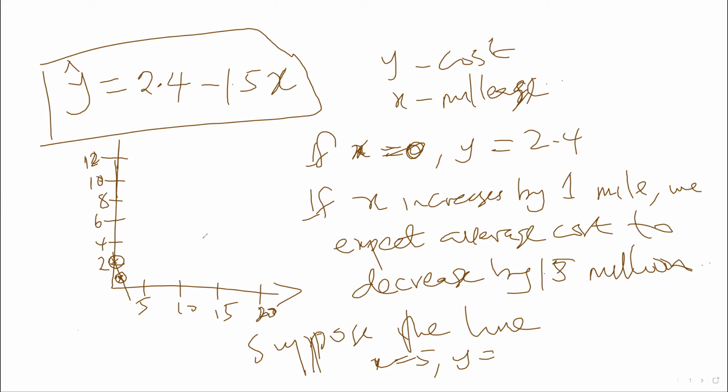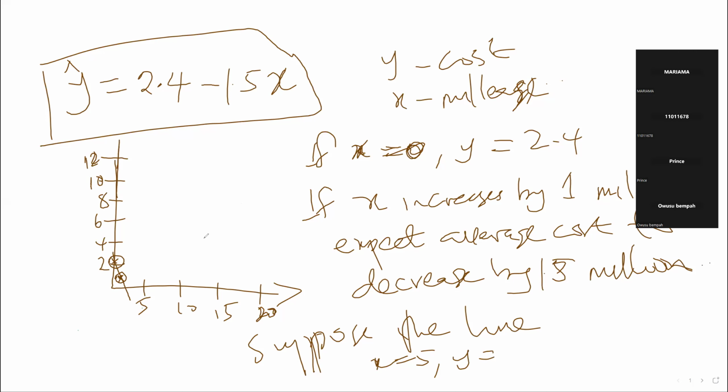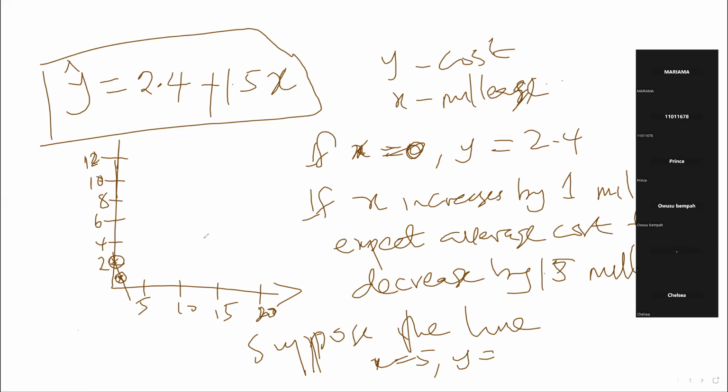Okay. But assuming it was plus, then we would have gotten 2.4, and then plus this we would have gotten around 7.5, around 10. So it would be 5, and let's say somewhere here. And then we join them with a line like that. So that's how you superimpose the line on the graph. Is everybody okay with this? Okay. Good. Any question?